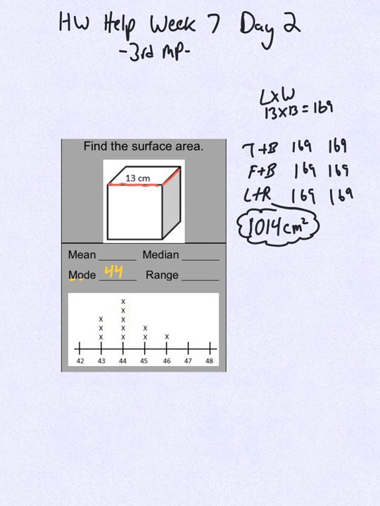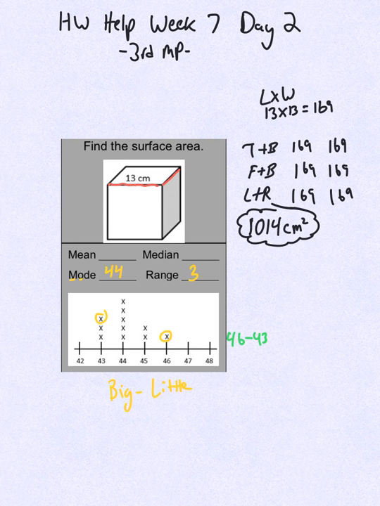Next, we're going to go to range. Remember, I give you 3 words is all you have to remember about range. Big minus little. In other words, you take the biggest number and you subtract the smallest number. So if you do 46 minus 43, you get 3. The range is 3. That's how far the numbers are apart.